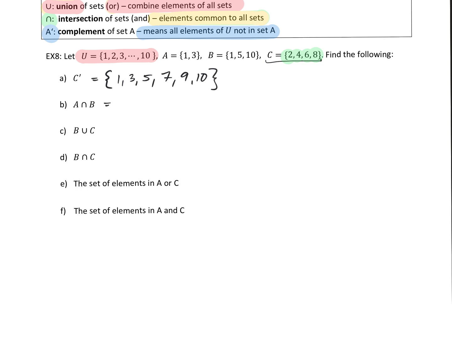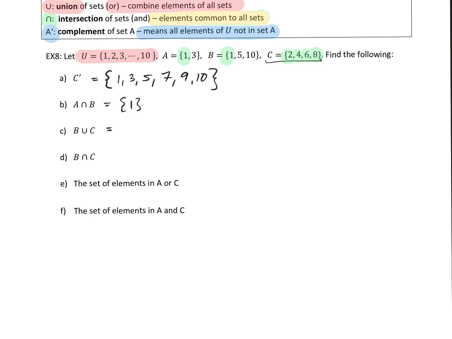Now we're looking at A intersect B. So it's only where they intersect, or only what they have in common. The only thing they have in common is a 1. So that'll be their intersection. They only share something in common. Like maybe with one friend you only share badminton in common, or you only share surfing in common.